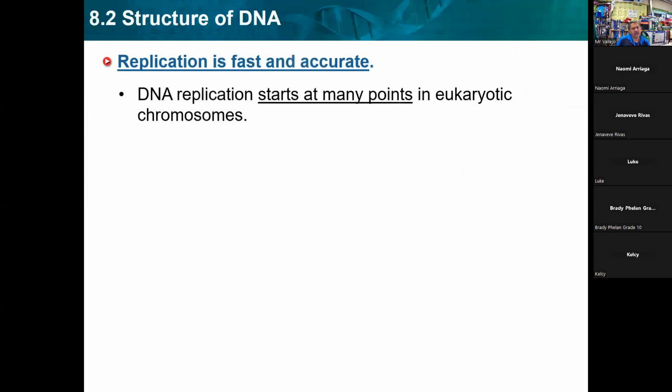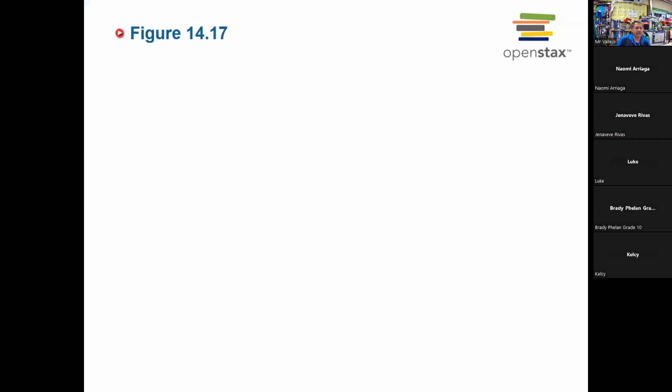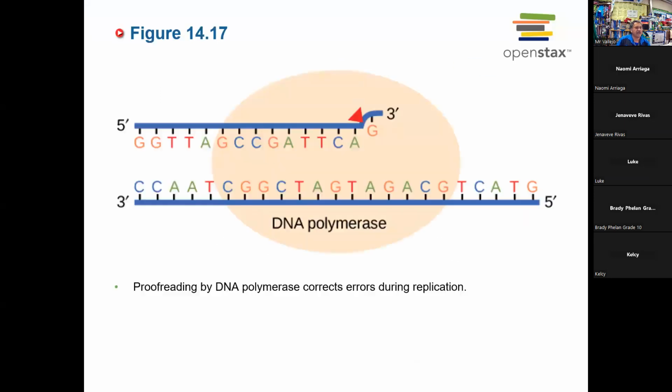Again, it's fast and it's accurate. It starts at many points, as we saw already. DNA polymerase can also, at the bottom, you can see, find and correct those errors. And that's what's happening right there in this graphic. You can see that the DNA in this graphic, if you look at it, remember A goes with T and C goes with G. Here's A, this should be T. DNA polymerase is knocking this G off and putting a T back behind that.